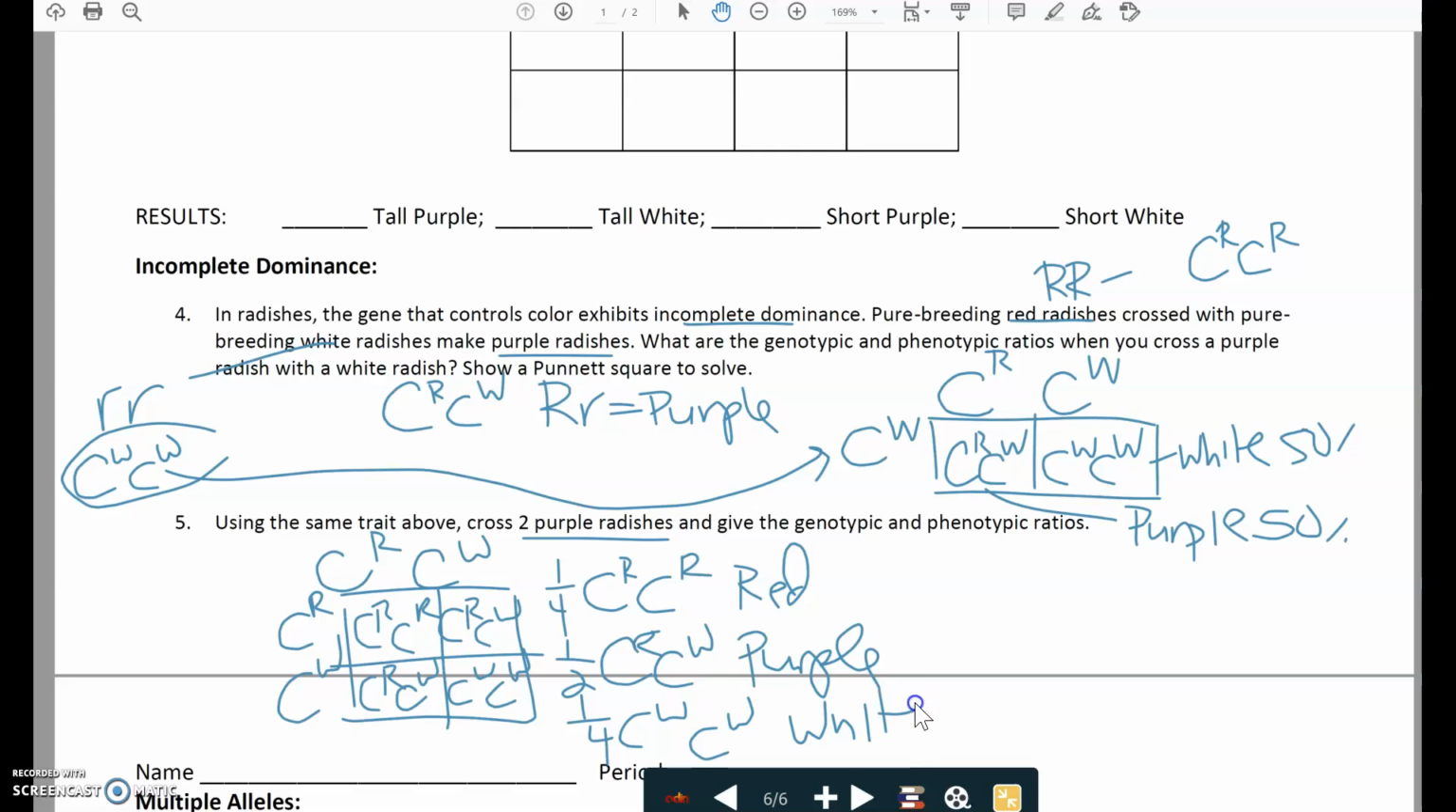Now remember, this is only because it's incomplete dominance. If this was a regular dominant recessive trait and you did this cross, you'd get 3/4 red, 1/4 white, because this and this would both be the same color. So this is only because they're telling you the trait shows incomplete dominance, meaning a middle. When you cross the two extremes, you get a color in the middle.